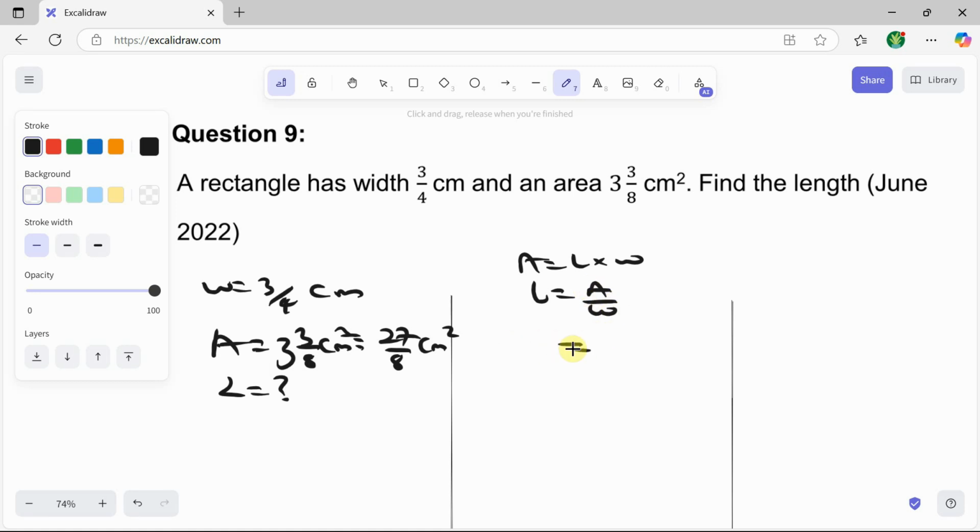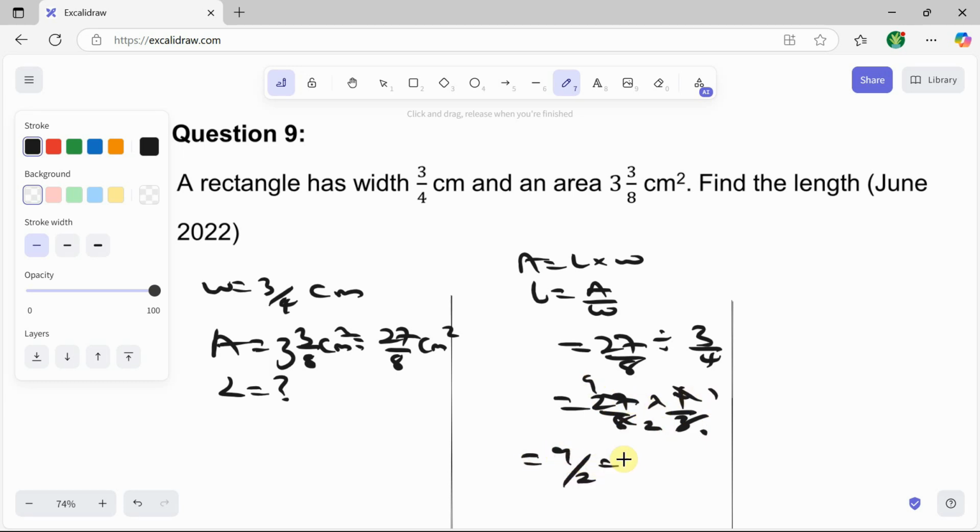So substitute that, our A is 27/8 divided by W, which is 3/4. So that will be 27/8 times 4/3. 3 here 1, 3 here 9, 4 here 1, 4 here 2. That will be 9/2, which is 4.5 centimeters. So that is our answer to this question.